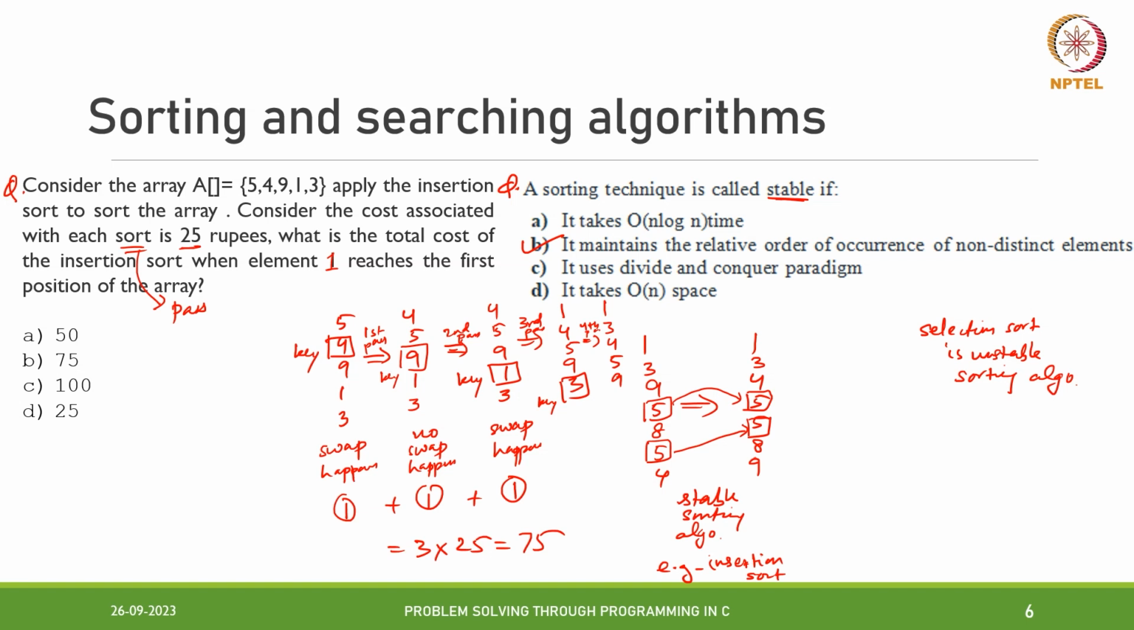The fourth pass is only for changing the position of 3. It does not change the position of 1. 1 is already at the first position. So that is why we just consider 3 passes here. The fourth pass we don't consider while calculating the cost, at least from the question. If they ask only the total cost of insertion sort, I would say 100. 100 is the total cost because we needed 4 sorting steps to get there. But it asks what is the cost of the insertion sort when element 1 reaches the first position. So that only took 3 passes. So that is why I am saying it's 75.